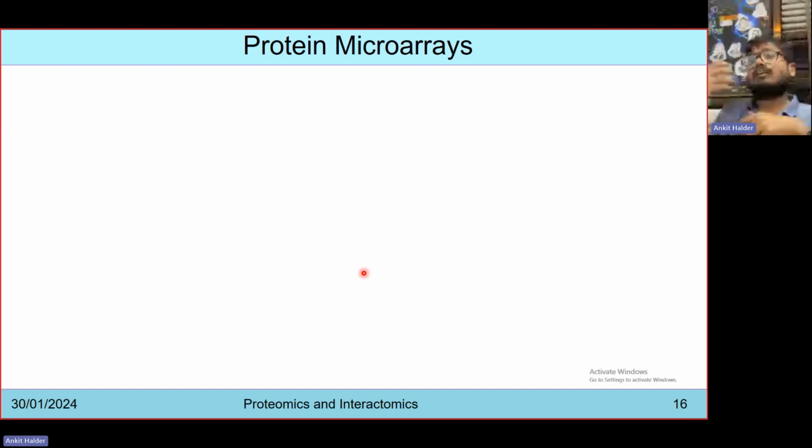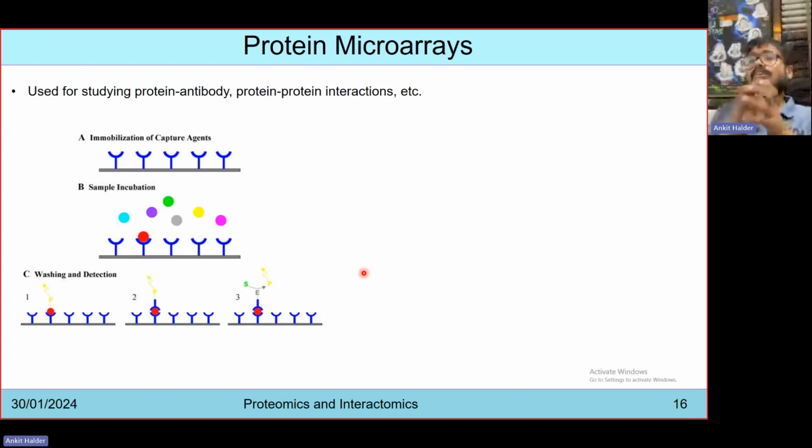Here another technique that is very much used is protein microarrays. This is used for studying different protein-antibody and protein-protein interactions, etc. It has certain different steps, one being immobilizing your certain agent. So here it is protein microarray.